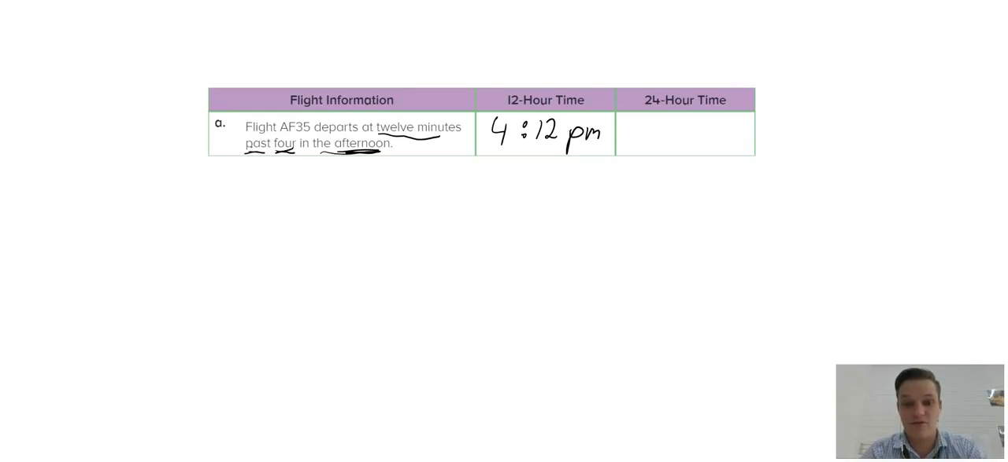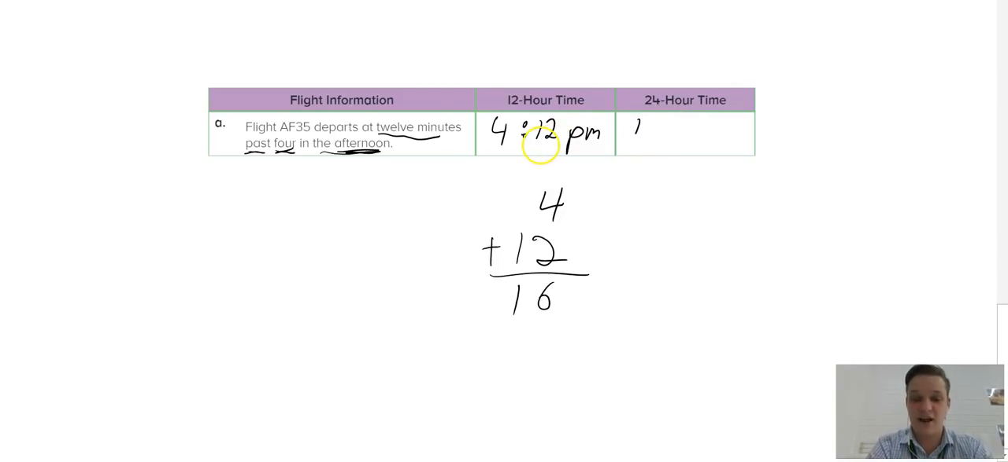So as I said before, it has to have 4 digits, and the easiest way to do it is if we do our hours, so 4 o'clock plus 12 hours. Pretty simple. 4 plus 12 is 16. So we would do 16 hours and 12 minutes. So that would be our 12 and our 24-hour time.